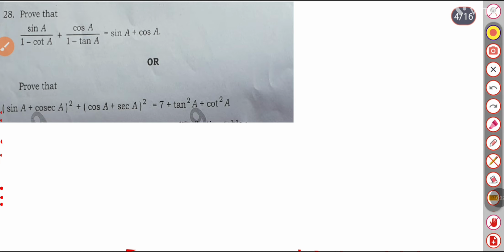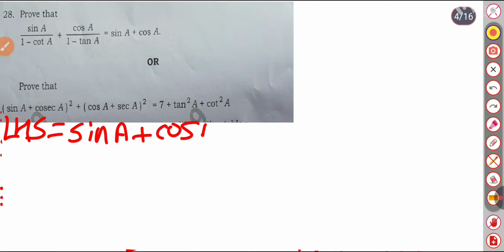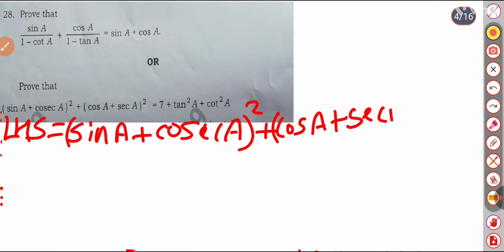Next question: prove that (sin A plus cosec A) whole square plus (cos A plus sec A) whole square is equals to 7 plus tan square A plus cot square A. These are repeated questions. It is an easy one only. So first we consider again LHS. LHS is equals to (sin A plus cosec A) whole square plus (cos A plus sec A) whole square.